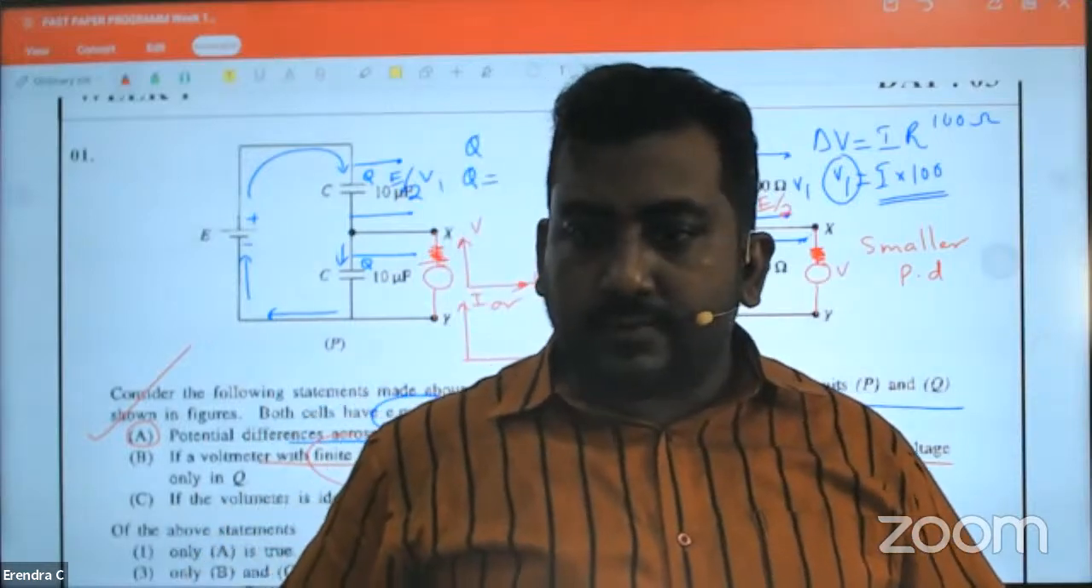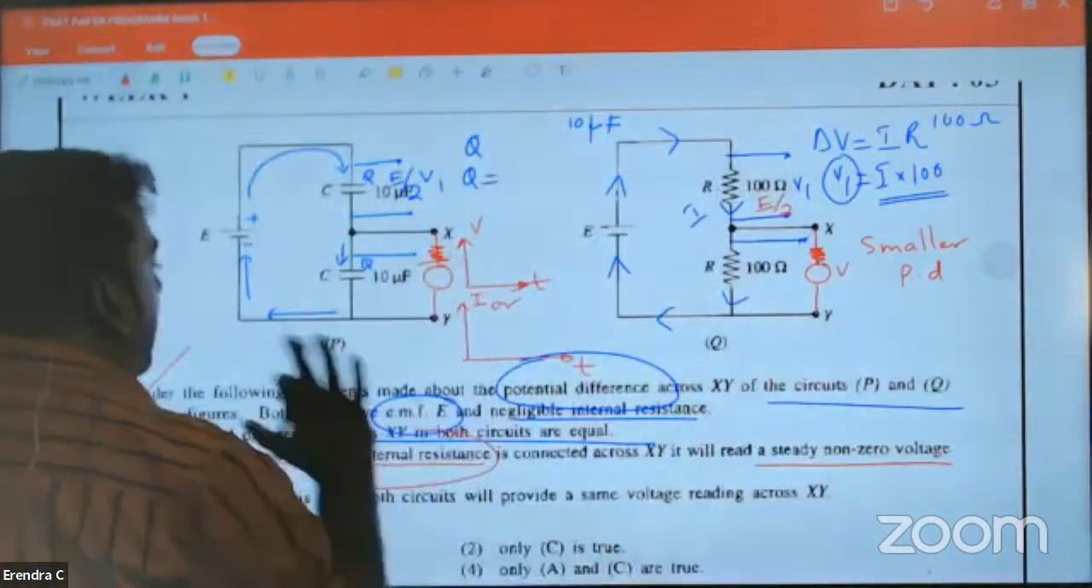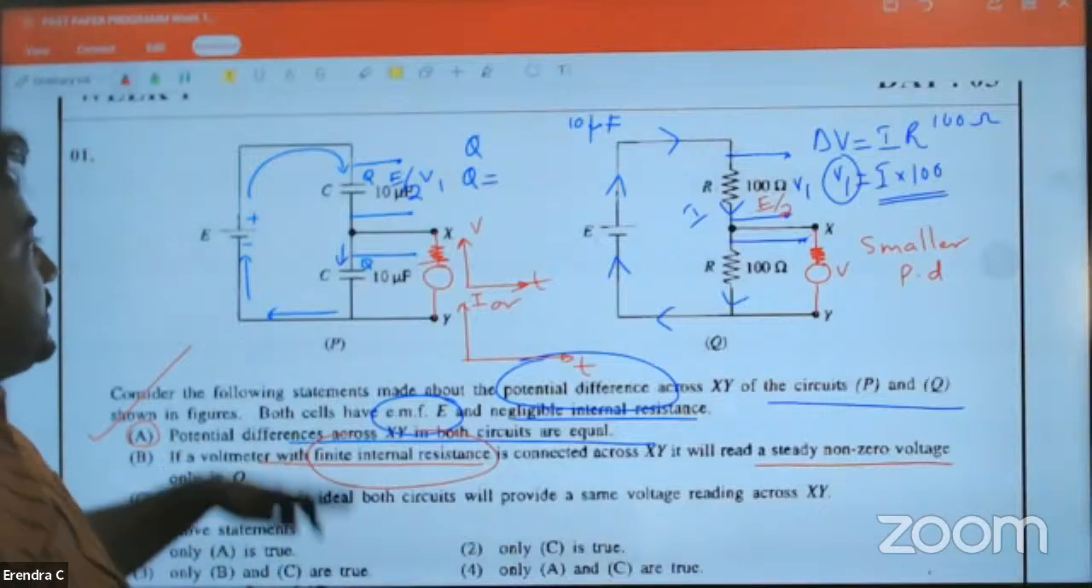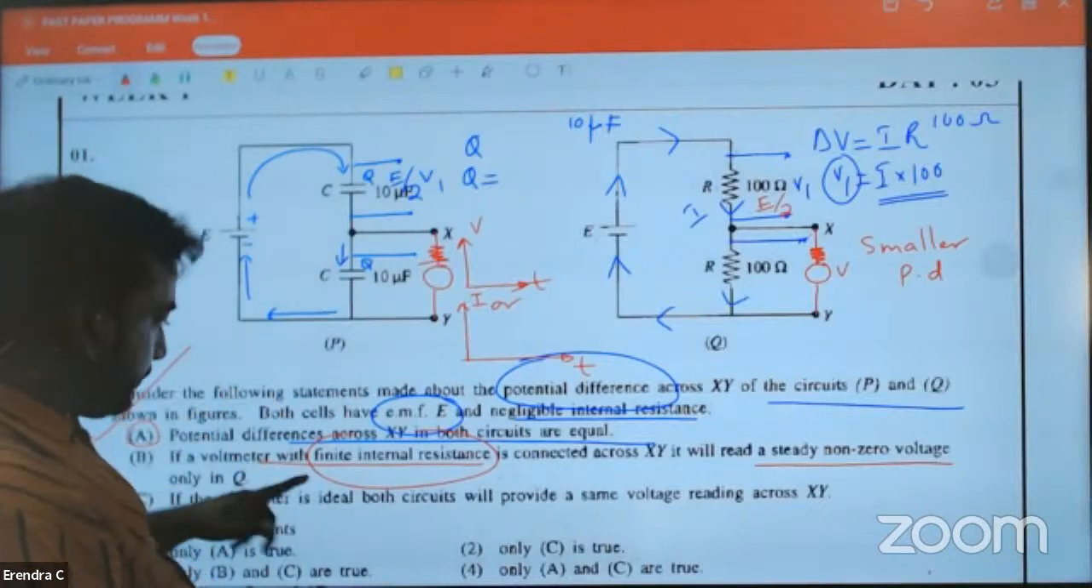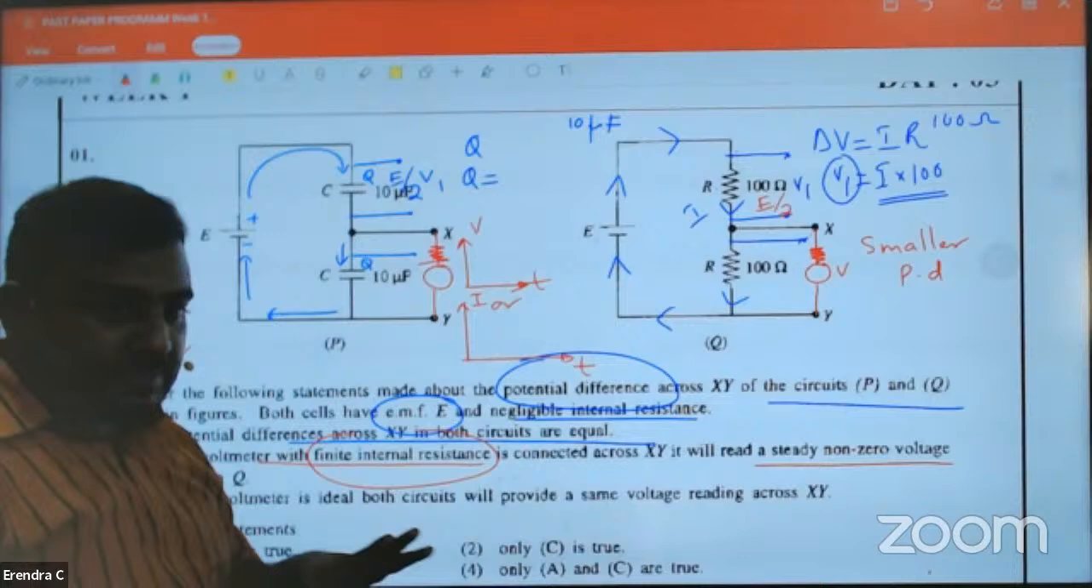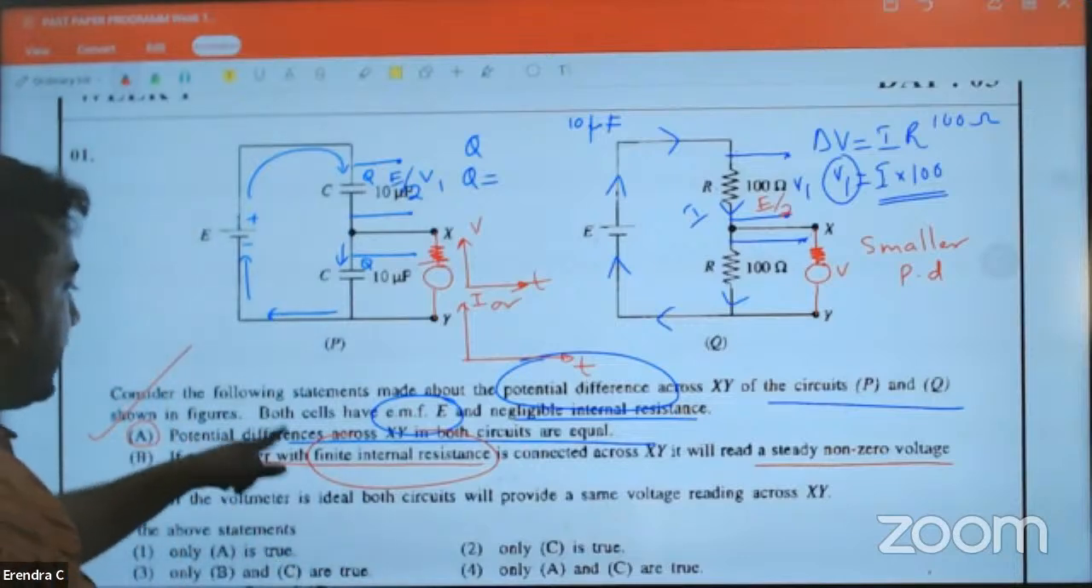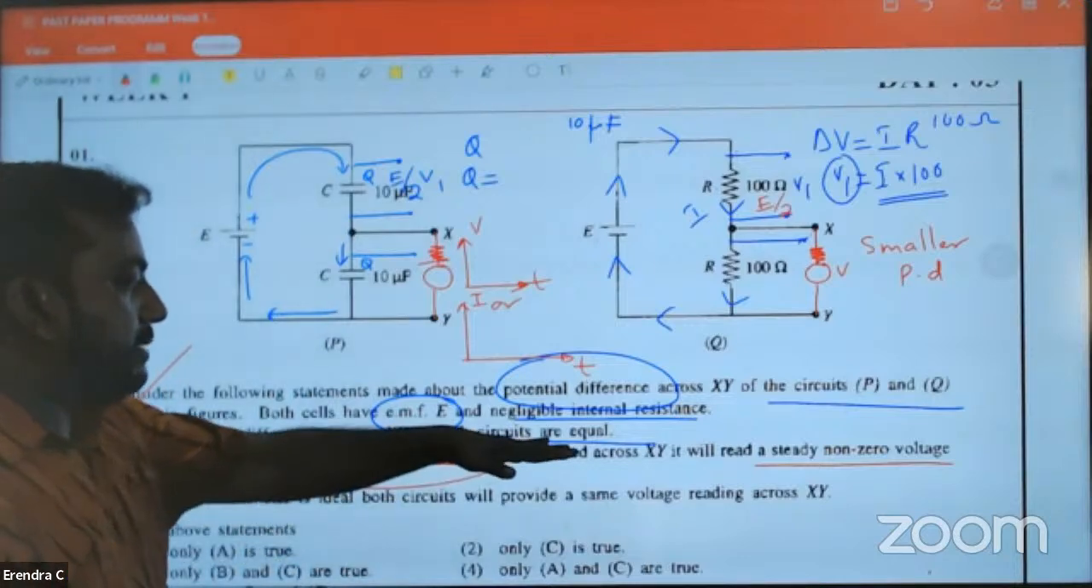Clear, right? Okay. So I'll go back. Right. I'll go back again. Don't worry. Here now, first point. First point: potential difference across X and Y in both circuits.